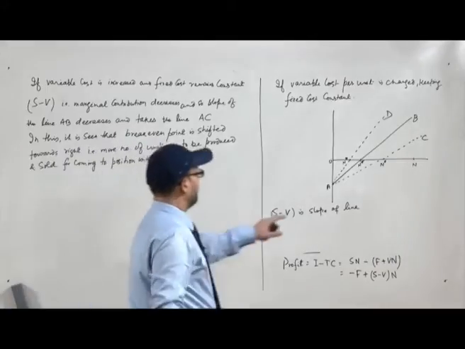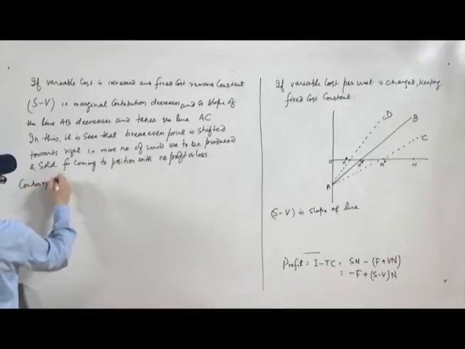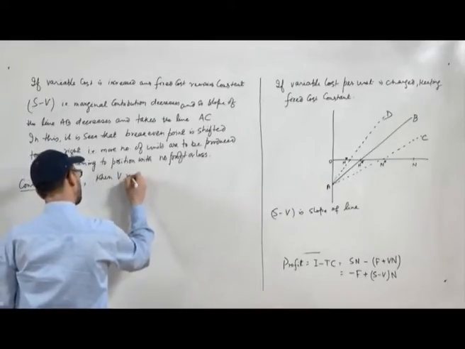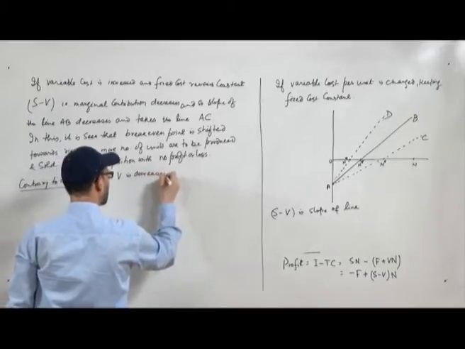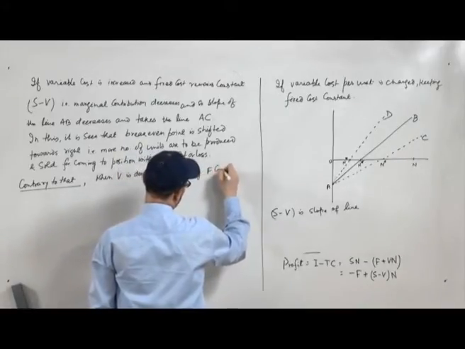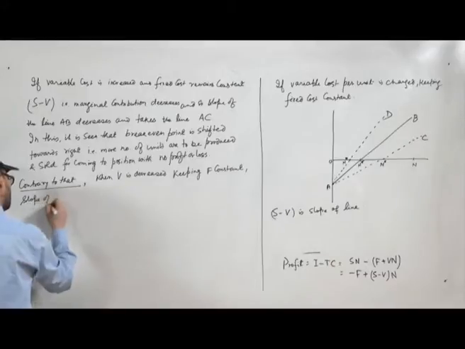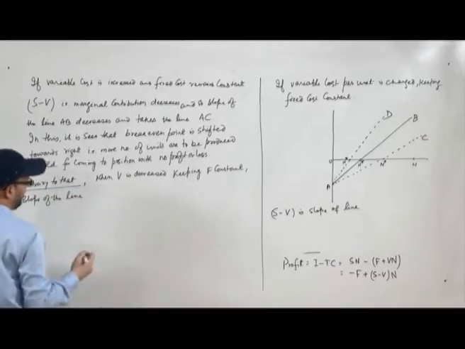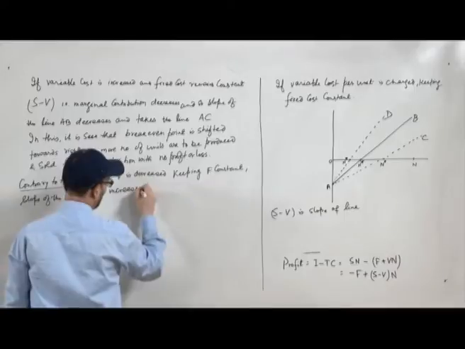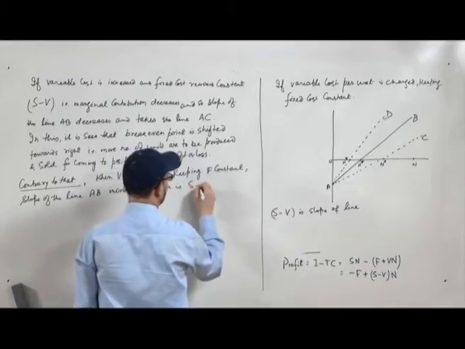So, contrary to that, when V is decreased, keeping F constant, the slope of the line AB increases. The slope is S minus V.